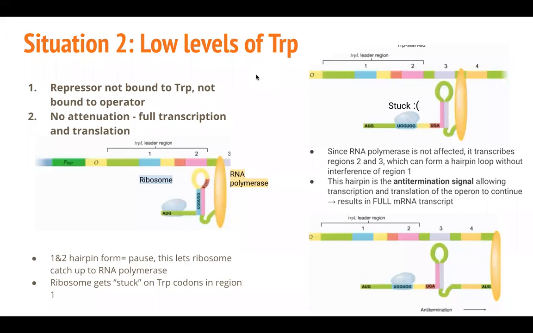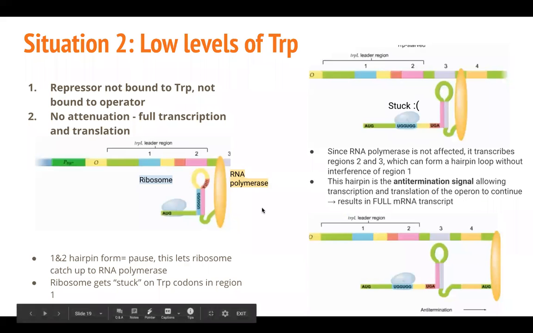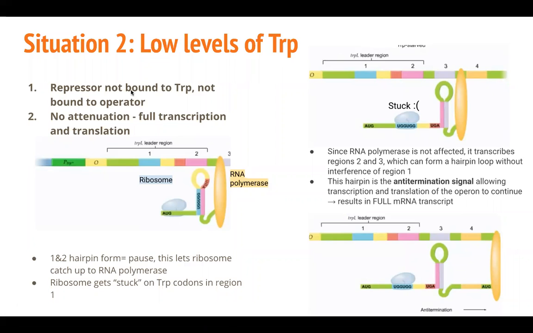Okay, perfect. So situation 2 is the low levels of tryptophan. There are 2 things that can happen: either too much is made or not enough. Basically the repressor is not bound to tryptophan, so it won't bind to the operator, so transcription will begin. If no attenuation occurs, which means no 3 and 4 hairpin, then you get full transcription and translation of all the mRNA, all the genes that code for the proteins will be made into proteins, and you'll get more.